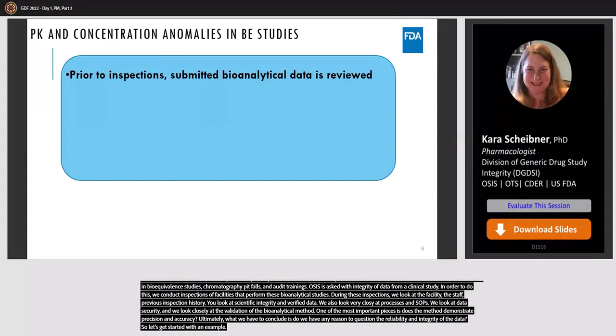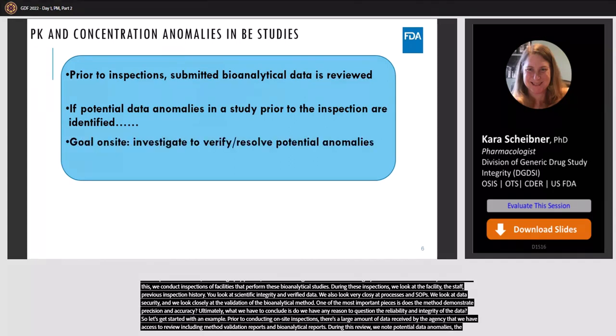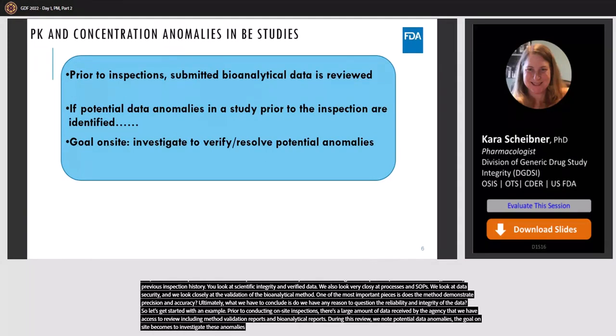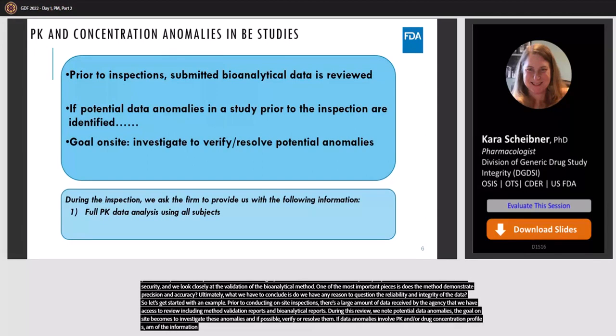Prior to conducting on-site inspections, there's a large amount of data received by the agency that we have access to review, including method validation reports and bioanalytical reports. During this review, if we note potential data anomalies, the goal on-site becomes to investigate these anomalies and, if possible, verify or resolve them. If data anomalies involve PK and/or drug concentration profiles, some of the information we'll ask for is a full PK data analysis of all subjects and the drug concentration profiles for all of the subjects.